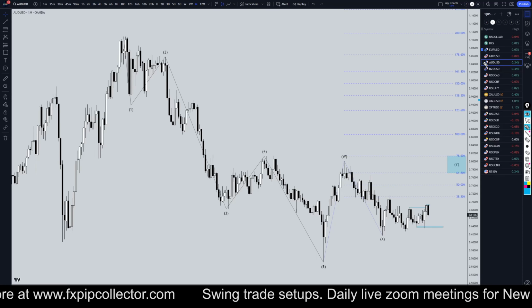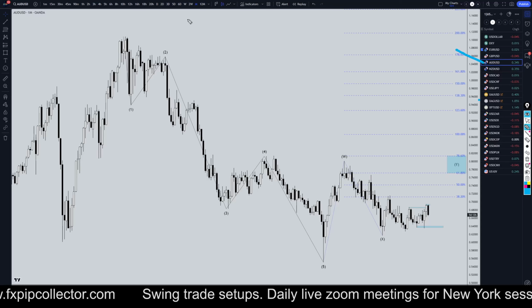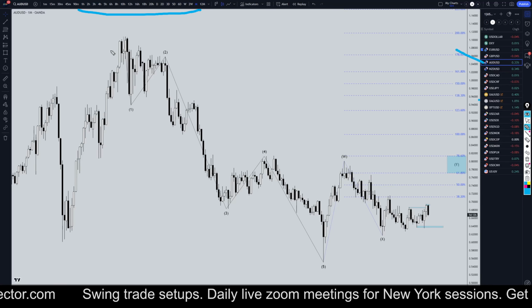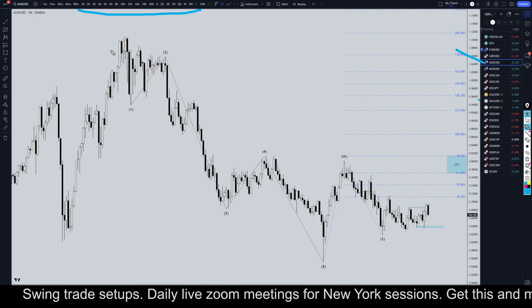I'm going to be analyzing the Aussie US dollar, starting on the monthly, working my way all the way down to the 1 hour time frame for the full top-down analysis.